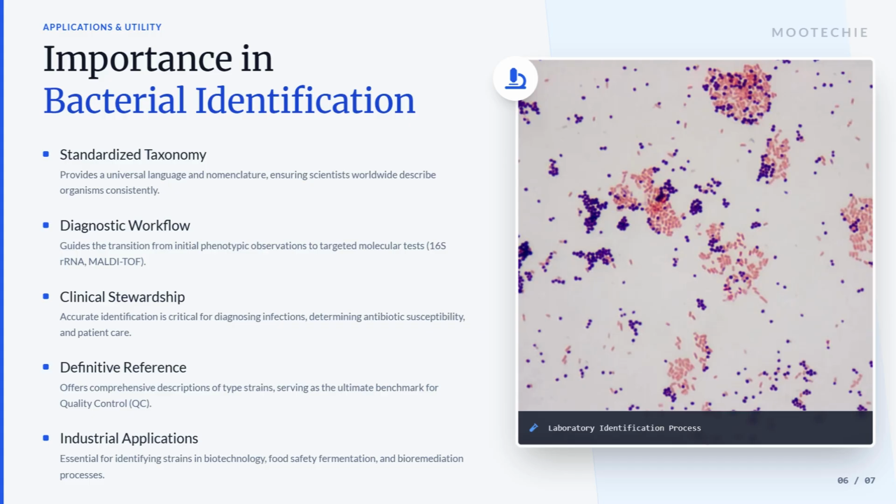Finally, it has vital industrial applications. Identifying specific bacterial strains is essential in fields like biotechnology for enzyme production, in food safety to monitor fermentation processes, and in bioremediation to select organisms that can clean up pollutants. The image represents the step-by-step laboratory identification process.